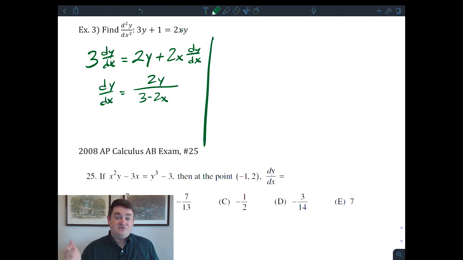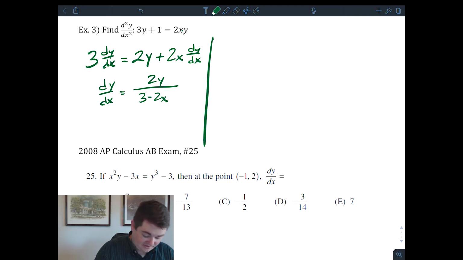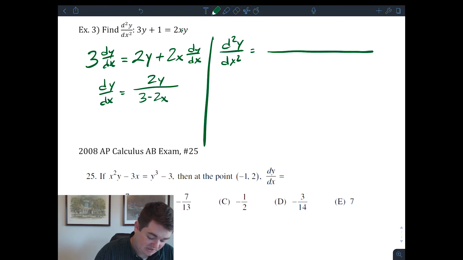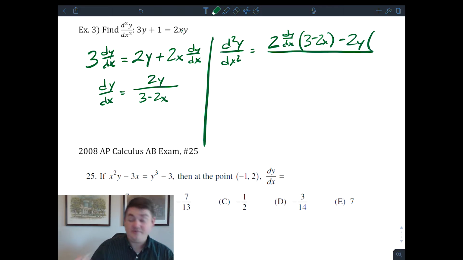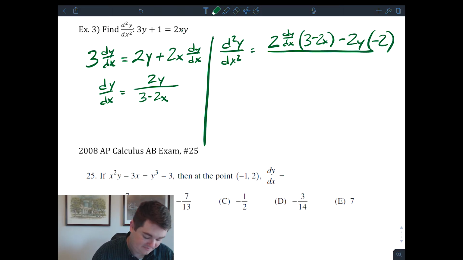Now that I have dy/dx, using the quotient rule, I'm going to take the derivative of this. So the second derivative, d squared y over dx squared, is going to be 2 dy/dx times 3 minus 2x minus 2y times the derivative of 3 minus 2x, which is negative 2, over 3 minus 2x squared. And just like in the last problem, I'm going to substitute.